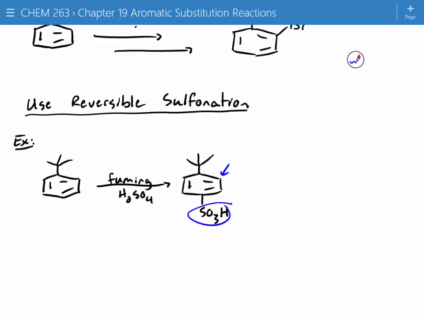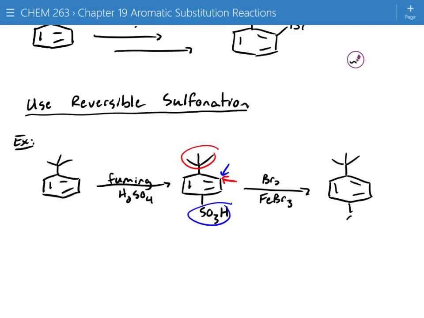What about the alkyl group? Will that favor ortho, para, or meta? Ortho, para. So again, we'll favor this position. So we're favoring that top carbon now, which is great because that's where we want our bromine to go. So if we add in bromine and our iron tribromide, we're going to probably have to heat this up quite a bit to beat out the steric problems here. But we can still drive it there because that para position is now blocked by that sulfonate group.